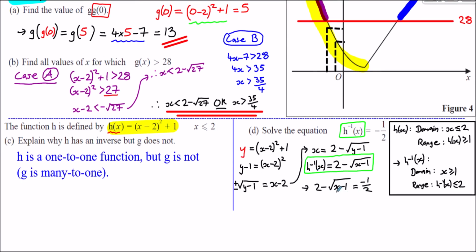So I'm going to add root x minus 1 to both sides, essentially, just switching it round. The square root of x minus 1 must be 2 plus a half, in other words, must be 5/2. If I now square both sides, x minus 1 must be 25/4, therefore x will equal 25/4 plus 1, which is 29/4. And that's question 6 done.